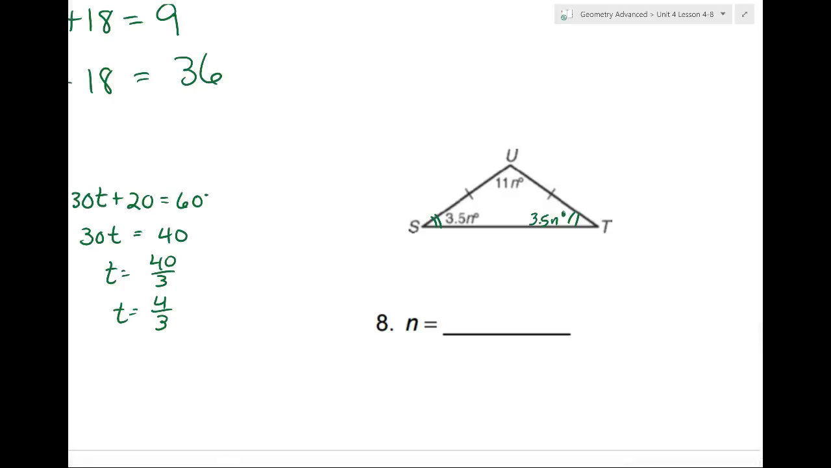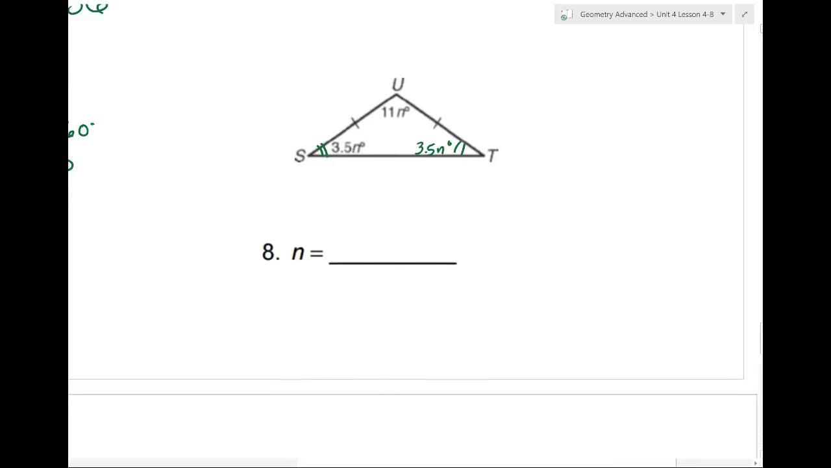Yeah, add them up to 180, because our triangle angle sum theorem doesn't change. So 3.5n plus 3.5n, or you could go 2 times that, plus 11n equals 180. So guys, did you get 18n equals 180? n is equal to 10.